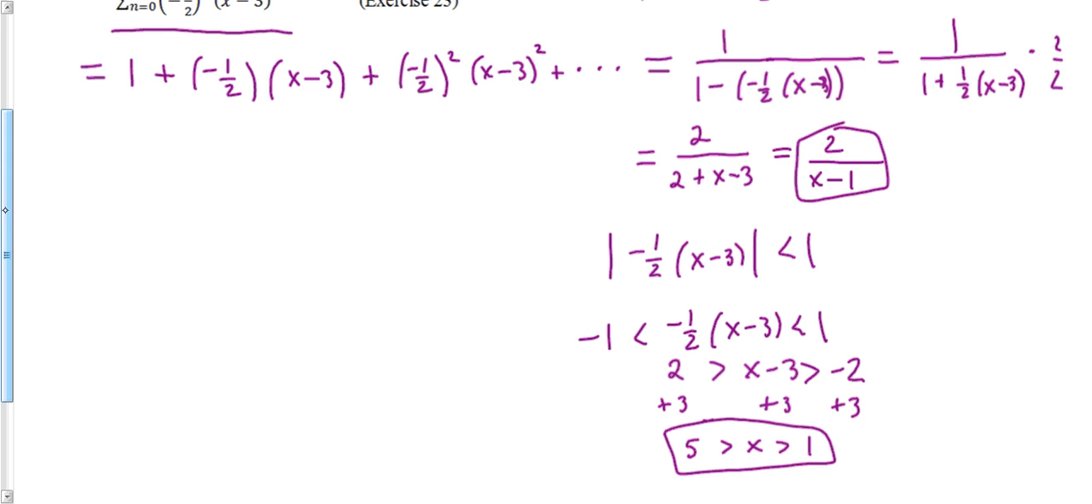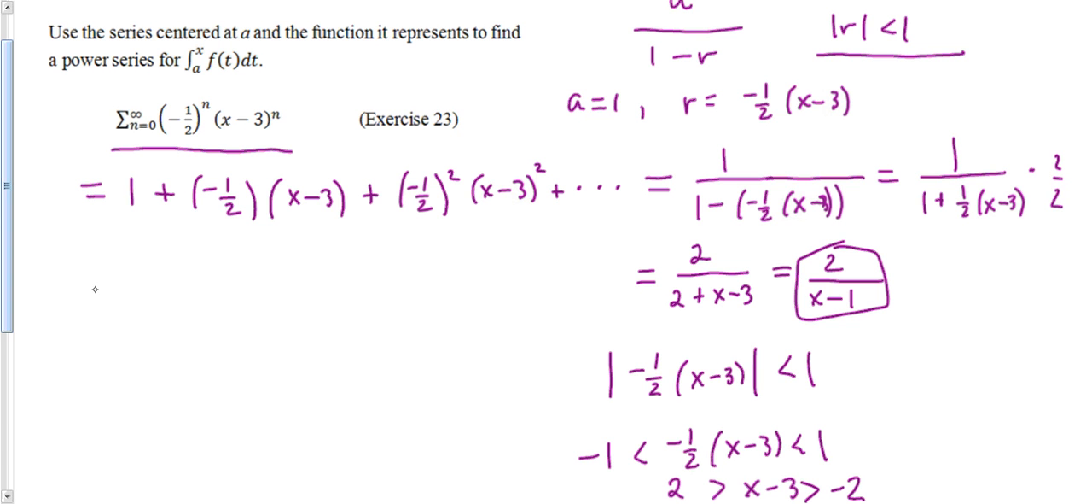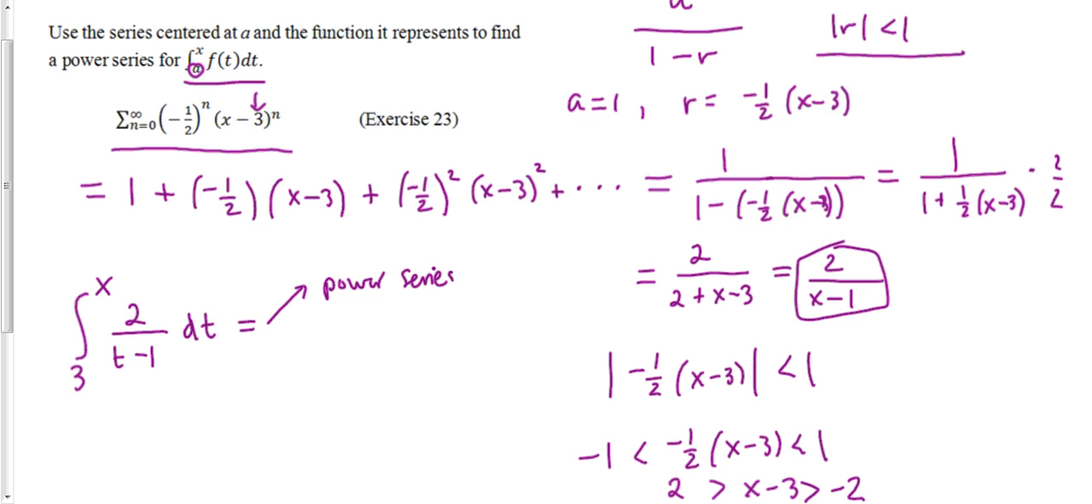Now, if we remember what the problem is asking us, it wants us to find a power series for this integral up here. In our case, this a is this constant, so we're going to go from 3 to x of 2 over (t minus 1) dt. We want to do two things with this: find a power series, and also find the integral, or the function, by using the antiderivative.